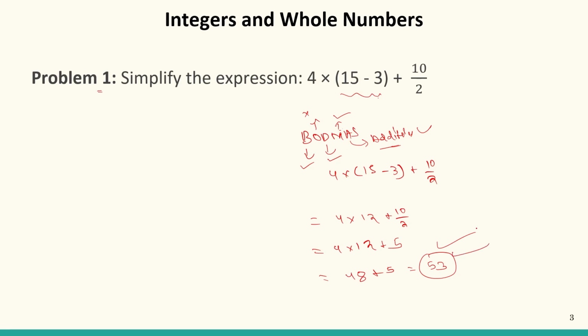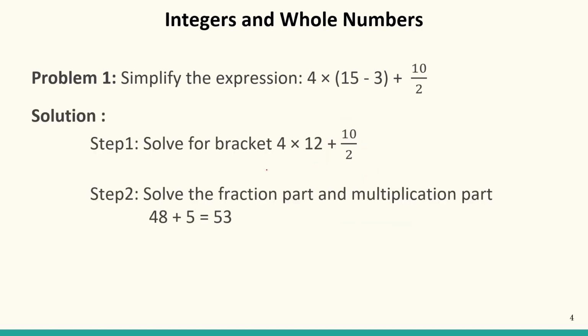So let's go forward and see the step-by-step solution. Step 1 is to solve the bracket using the BODMAS rule, right? From the BODMAS rule, we go for the bracket first, okay? So the remaining 15 minus 3 comes to 12, and we multiply it by 12.